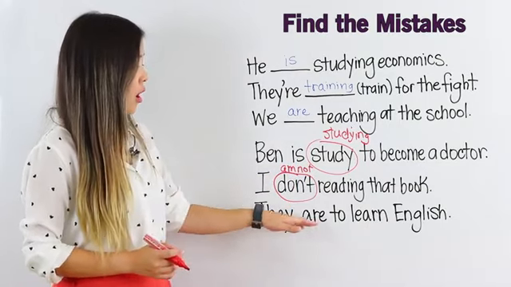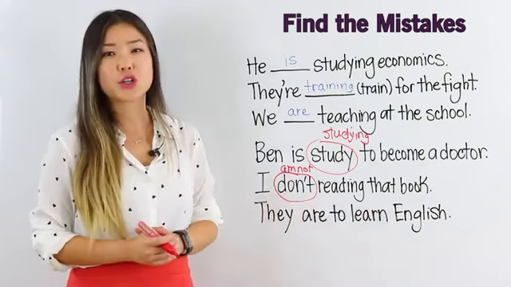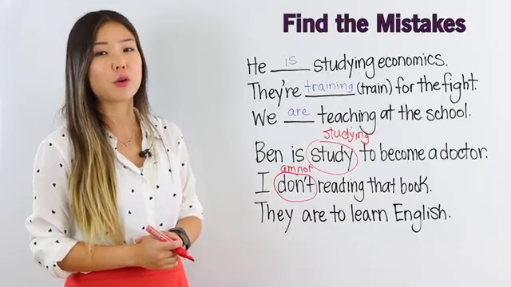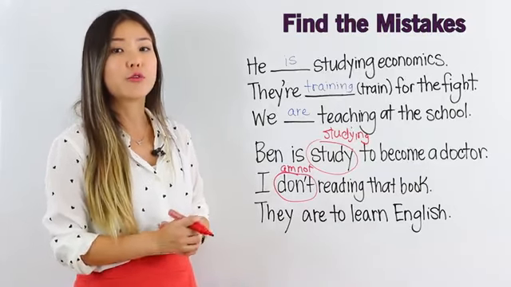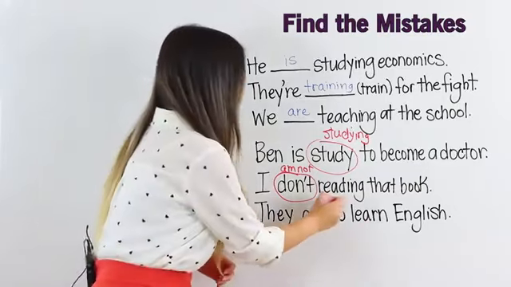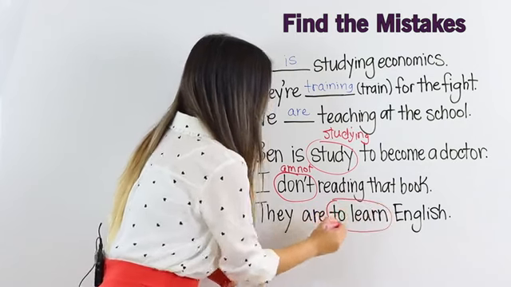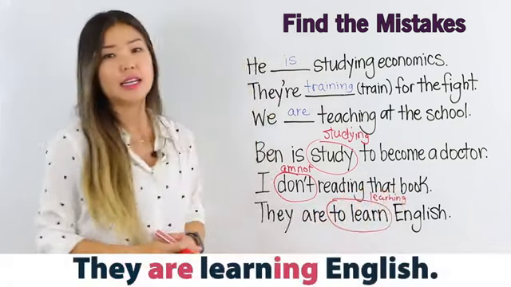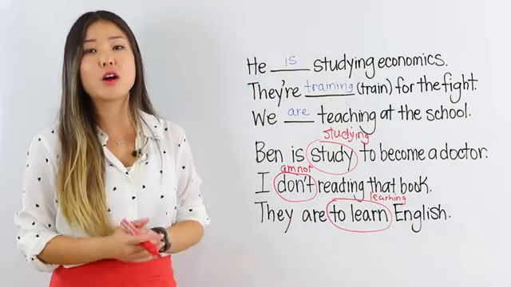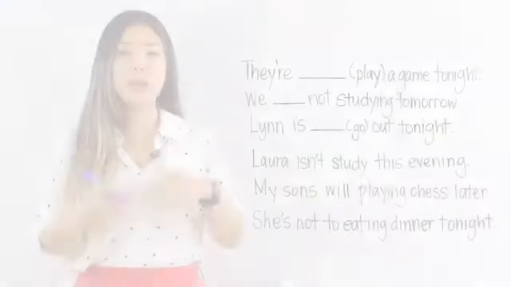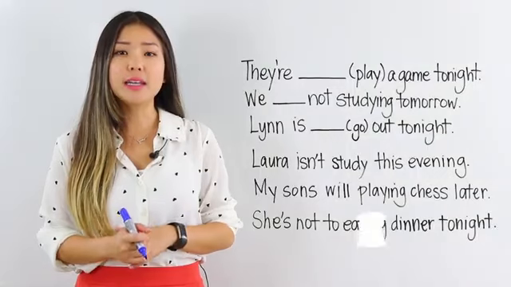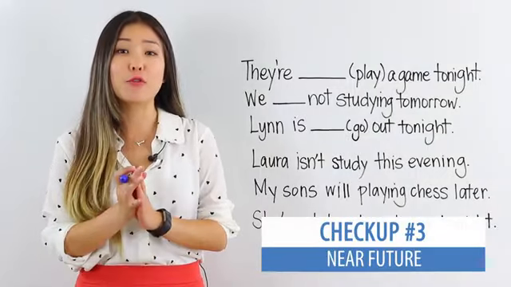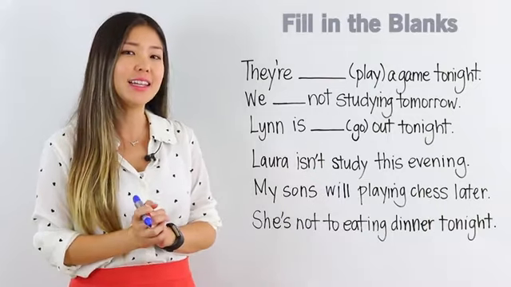Finally, they blank to learn English. We have the subject and we have the correct be verb, but remember, we need verb ing. Therefore, the correct answer is they are learning English. Let's move on to the next checkup. For this checkup, we'll take a look at how the present continuous tense can be used to talk about future plans. Let's take a look.